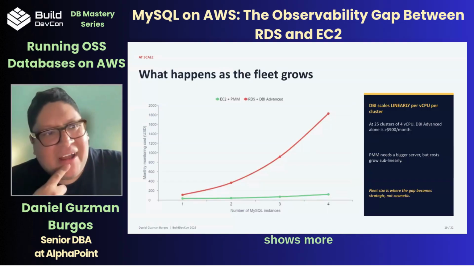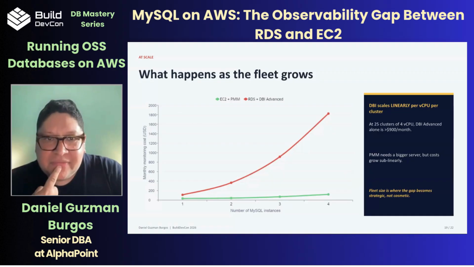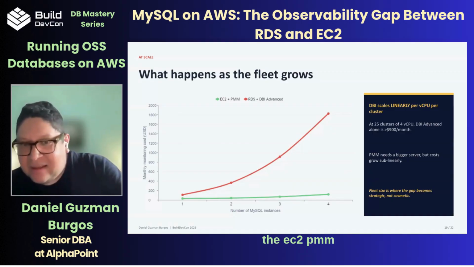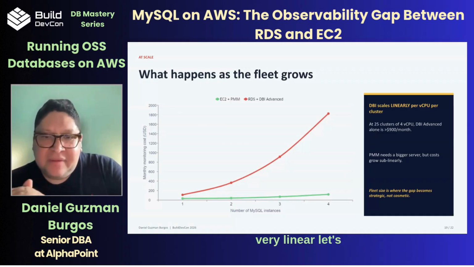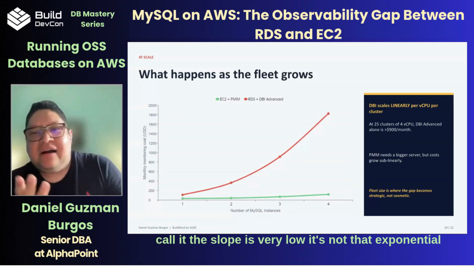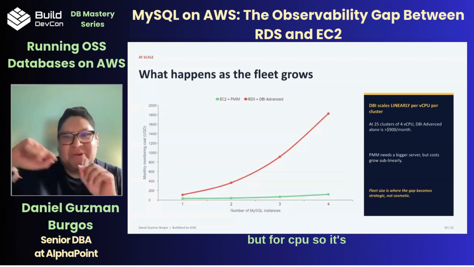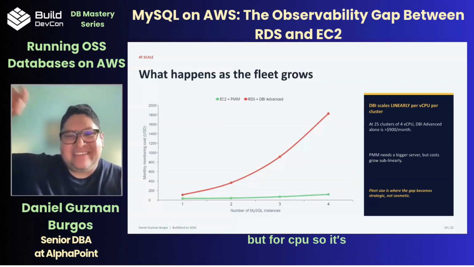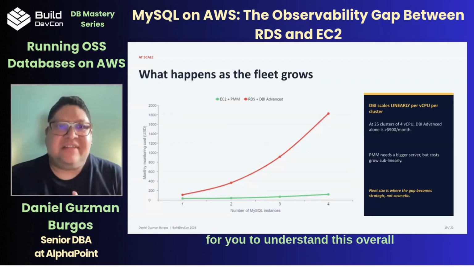This shows more clearly what happened when the fleet grows. The EC2 PMM graph line is almost a line. It's very linear, let's call it. The slope is very low. It's not that exponential. With DBI, it scales linearly, but per CPU. So it's a bigger difference. It's important for you to understand this.